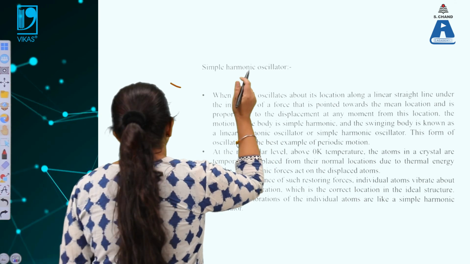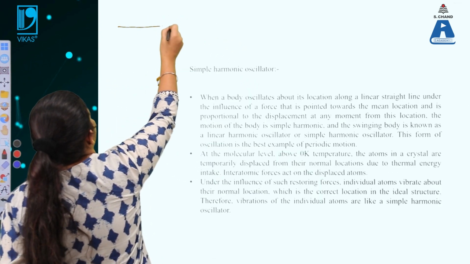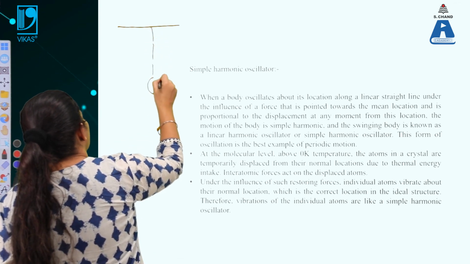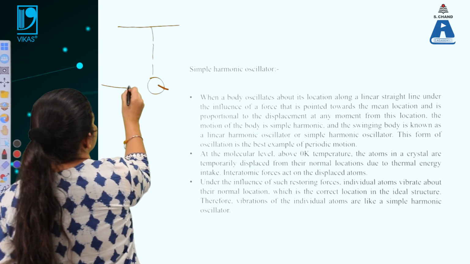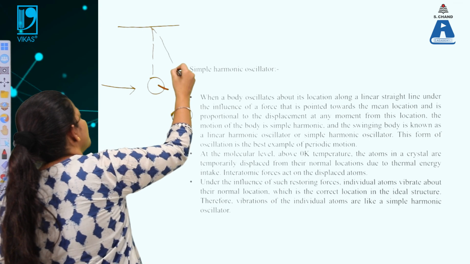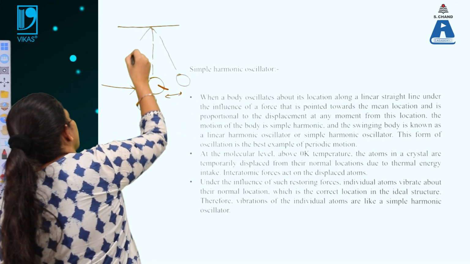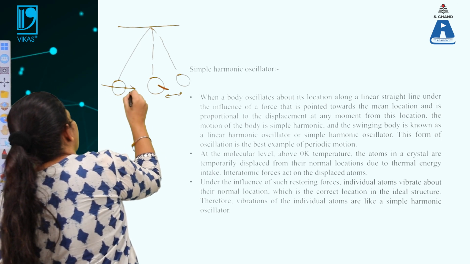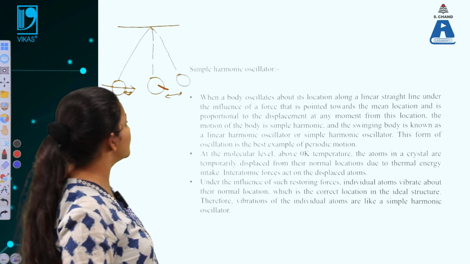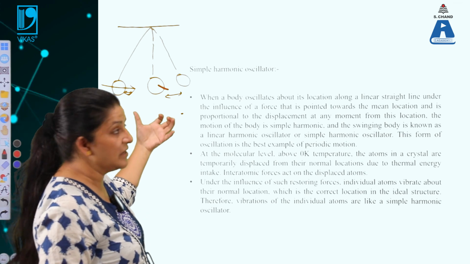For example, if this is a simple pendulum, and we give force to this, now this pendulum will start oscillating about its mean position. This type of motion occurs in a straight line. Such kind of motion is known as simple harmonic oscillations.